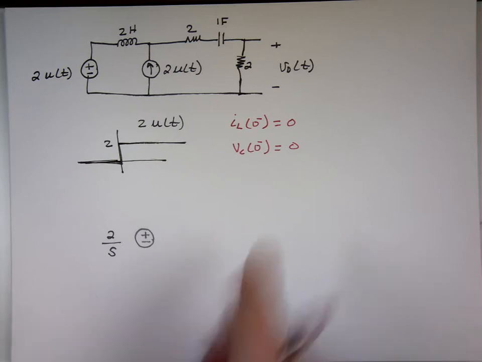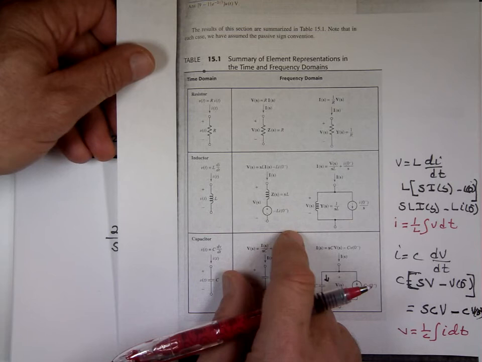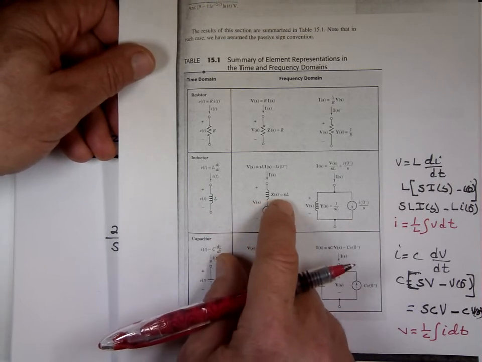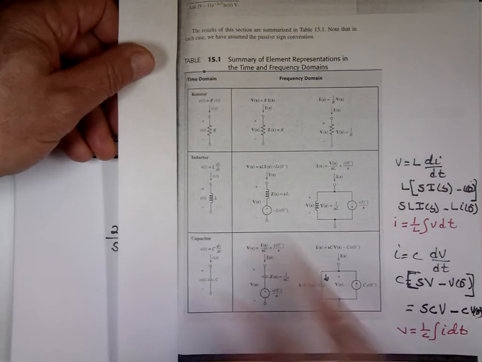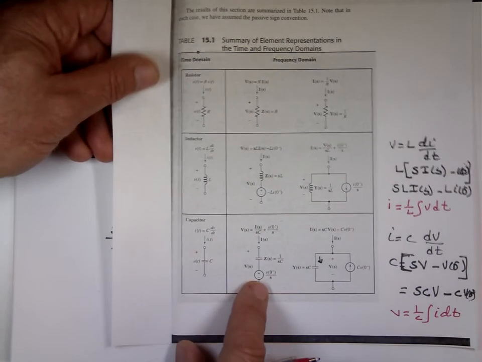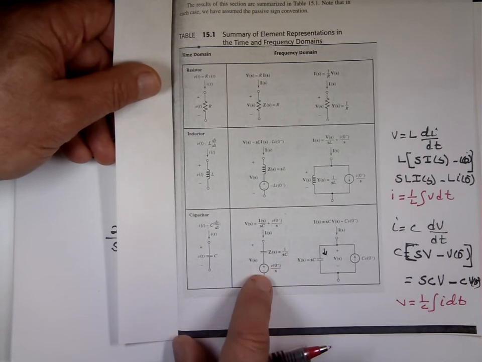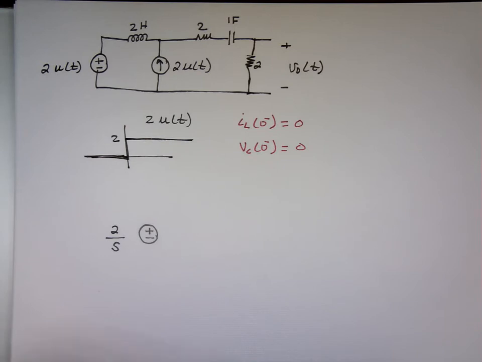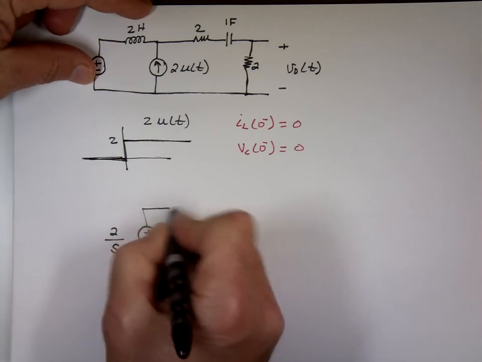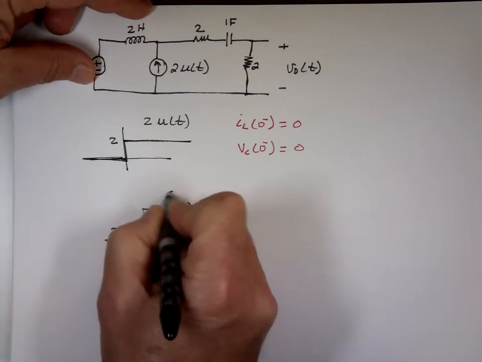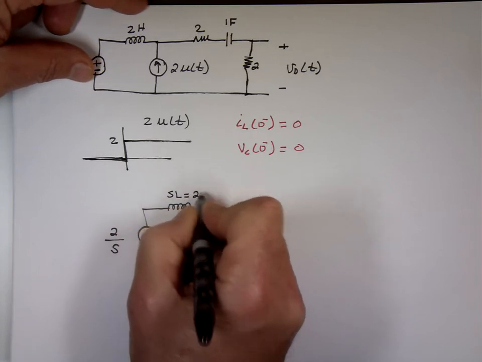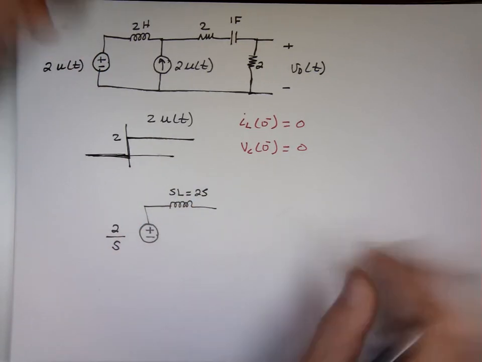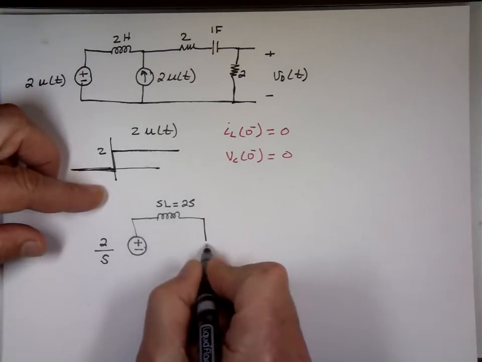Now, if these guys are 0, that makes my life easy. I can replace the inductor with an inductor with the value of sL, and this is 0, that's gone. And I can replace the capacitor with 1 over sC, and that's gone, because that's a 0. So if I do that, the resistor stays the same. The inductor is going to be s times L, which is 2 times s here. This source is going to be 2 over s.